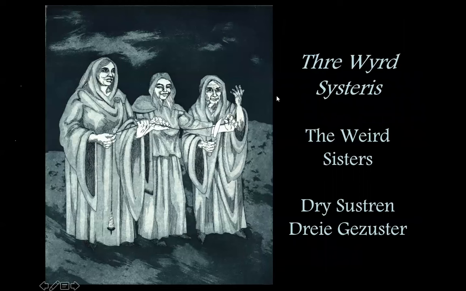This is an etching I did, I don't know, 30 or 40 years ago. This is the old spelling that you find before Shakespeare writes Macbeth, the three Wyrd Sisters. This is from the 1300s. That's the old spelling of weird. And then we also have that same concept in the Low Countries, where there are very closely related Germanic languages to English. So in Old Dutch, we have the Drie Zusteren, or the Drie Zuster in Flemish, the three sisters who are spinners and weavers of destiny.